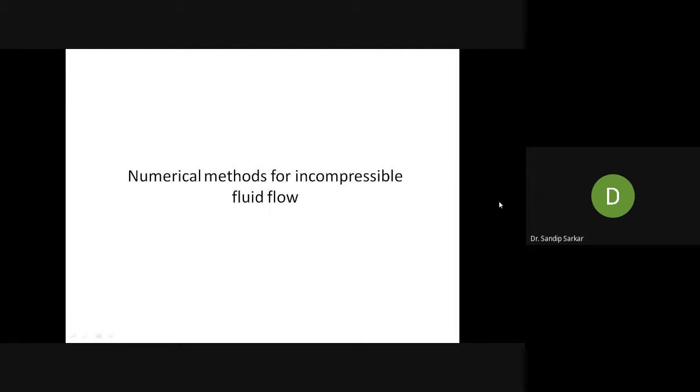The numerical methods for incompressible fluid flow. Fluid flow may be compressible or incompressible; there are two types of fluid flow. But in your syllabus, we are primarily aiming to study the numerical methods for incompressible fluid flow. So when there is incompressible fluid flow, what will be the numerical method? That we shall study now.